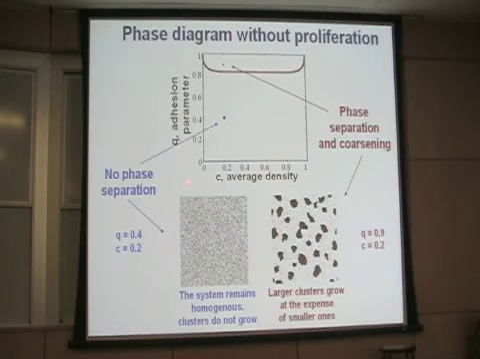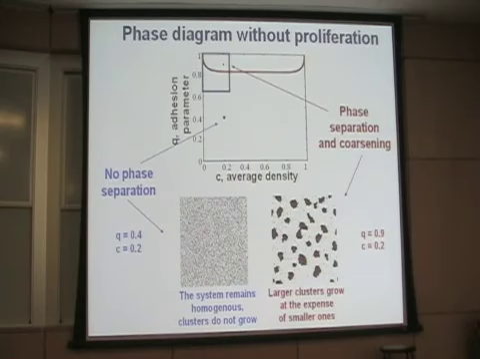So we can use this mapping and say that instead of plotting a magnetization-temperature phase diagram, we can plot an adhesion-average density phase diagram. On this phase diagram, there are two qualitatively different regions. Below the critical value of adhesion, the homogeneous state remains homogeneous with time. However, above the critical value of adhesion, there is phase separation, and large clusters grow just by coarsening.